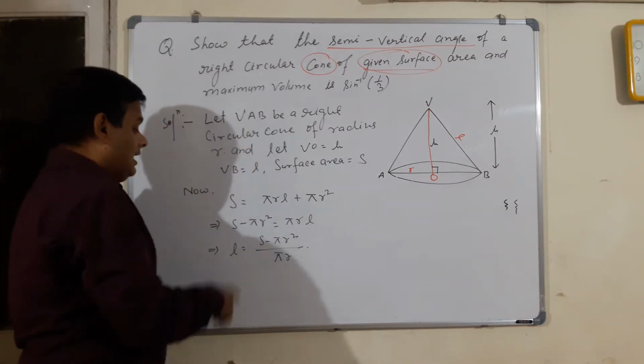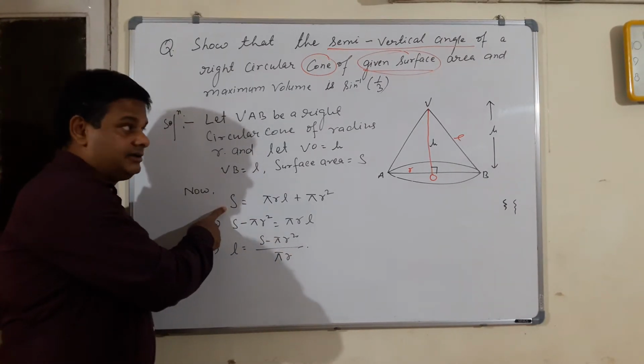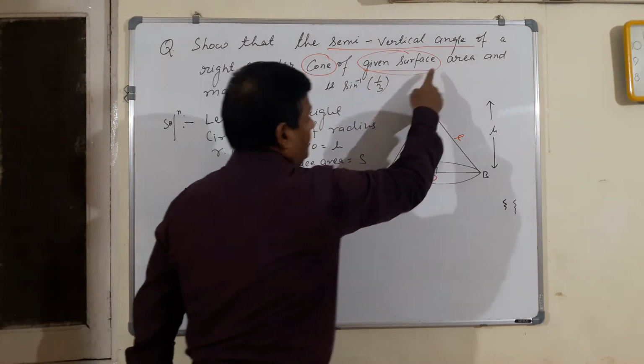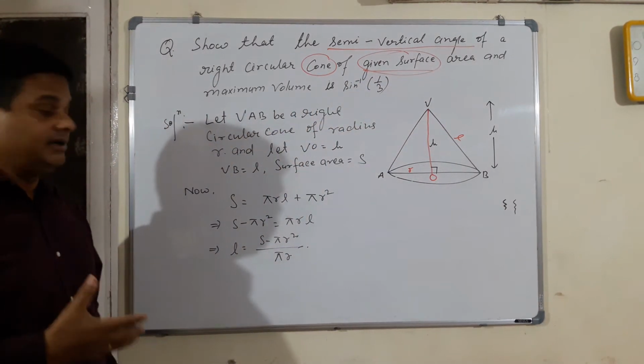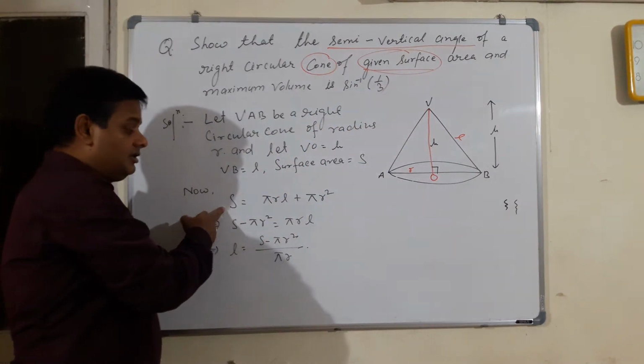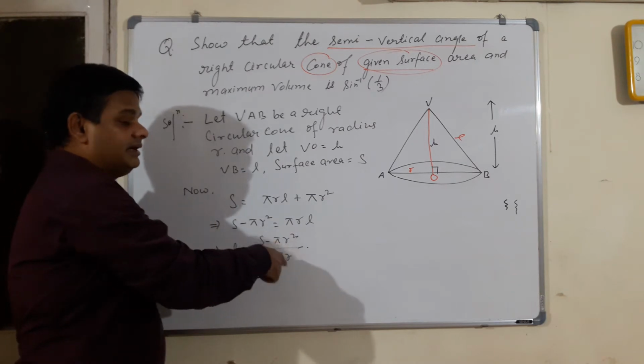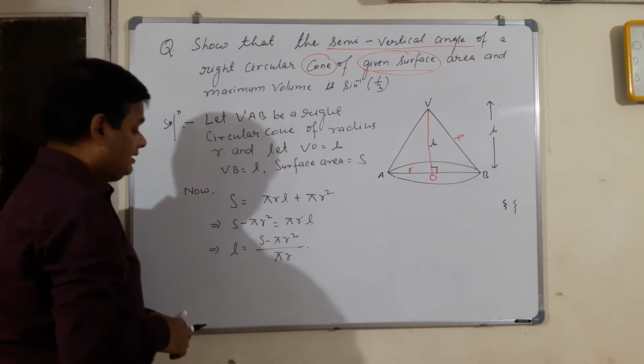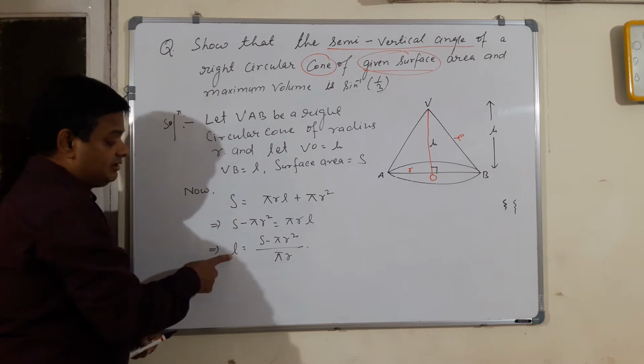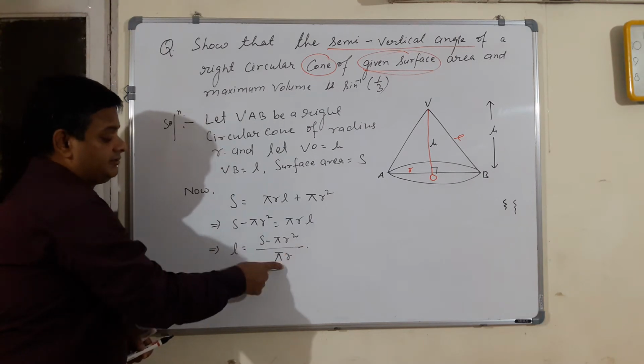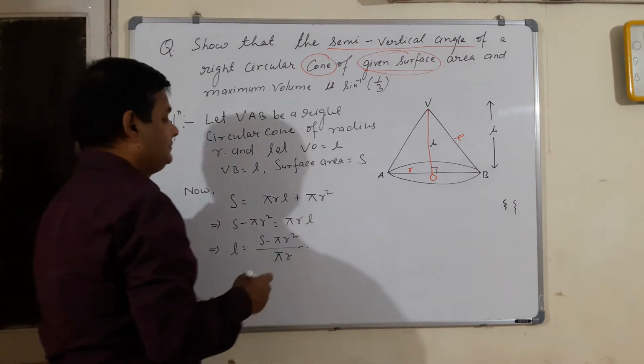Because the surface area is given, S is constant. Which one is variable? Radius is variable. So L is equal to S minus pi R square by pi R.